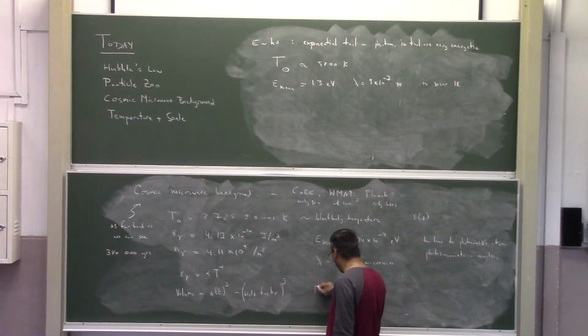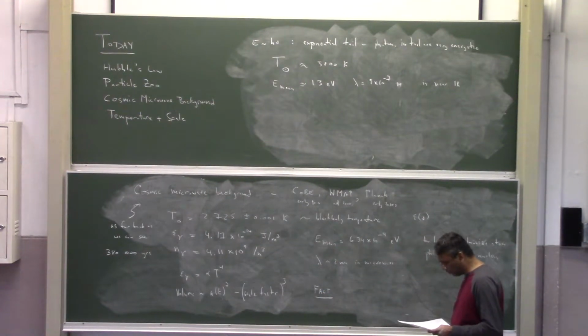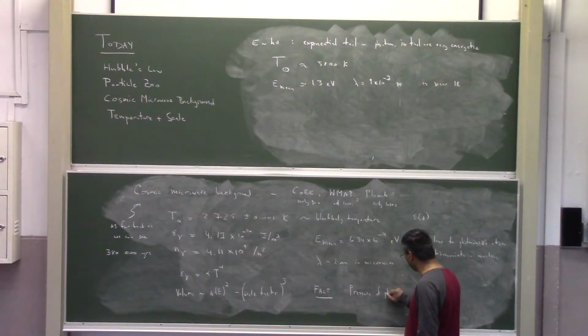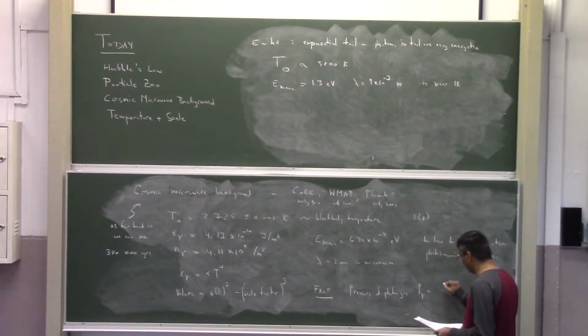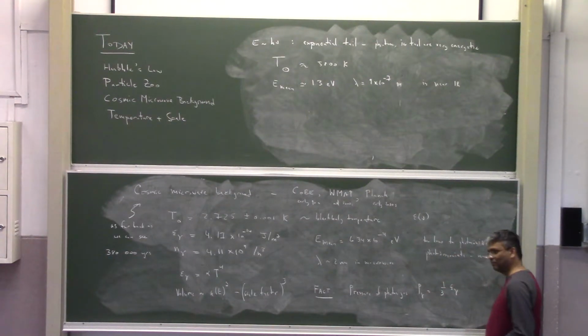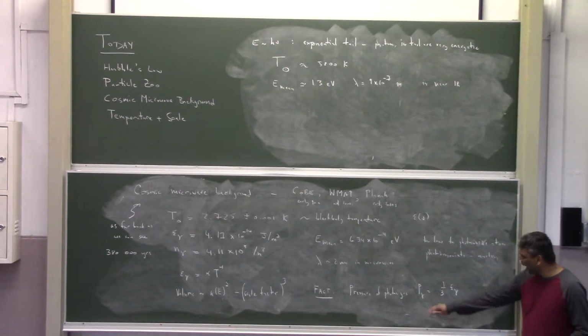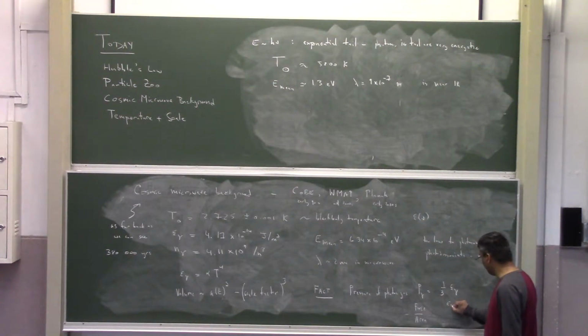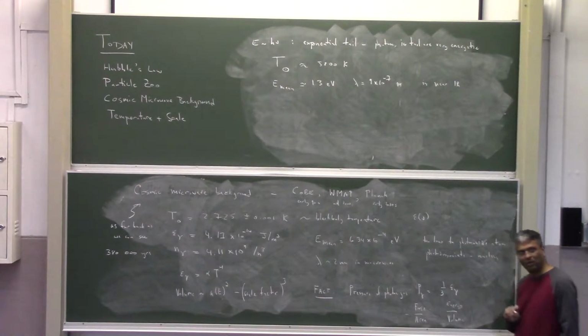I'll state a fact, which I won't prove, but we'll get to a derivation of this later in the course. The fact I'm going to use is that the pressure of a photon gas, P, is 1/3 the energy density. You can check the pressure is force per area, and energy density is energy per volume. You can check these two things have the same units.